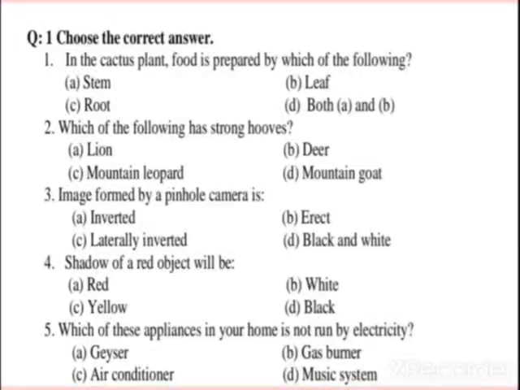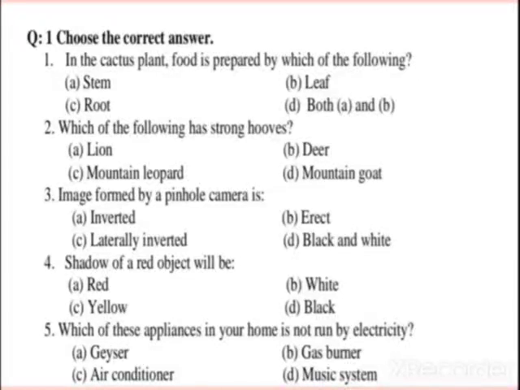First of all, it is a cactus plant, and in a cactus plant leaves are not there. It means leaves are modified into thorns or spines. You know that in a plant, leaves prepare food for the plant. So if leaves are not there, who will prepare food? In the cactus plant, the stem is green in color, pulpy and fleshy. So in a cactus plant, food is prepared by the stem. Your correct option is stem.